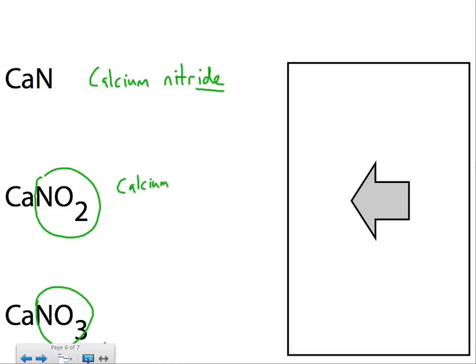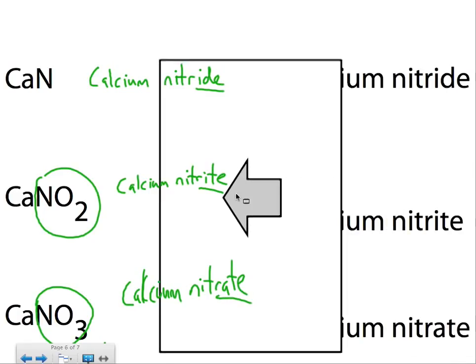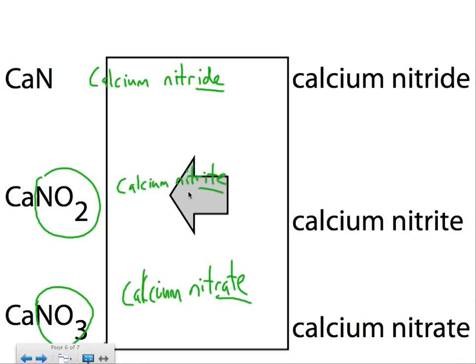So this has less oxygen, so this should be calcium nitrite. And this one should be calcium nitrate. And let's see if I reveal this, whether I am correct. Oh, beautiful.